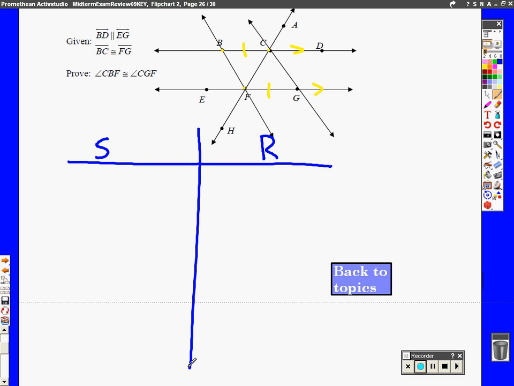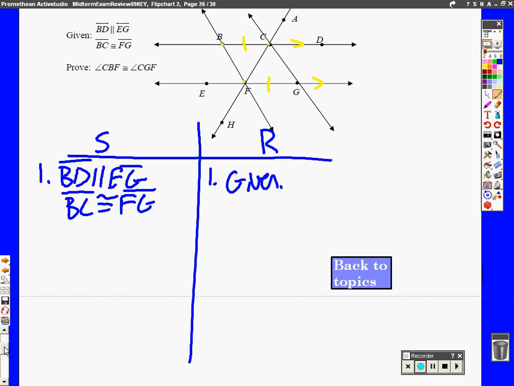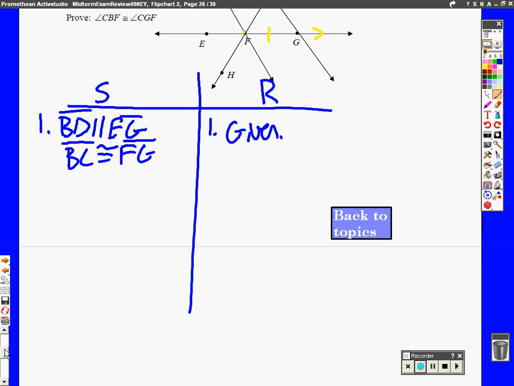All right, first thing in a statements and reasons proof you should do is state the givens. So 1, BD is parallel to EG, and BC is congruent to FG. Those were both given. All right, knowing that BC is congruent to FG gives me a side.